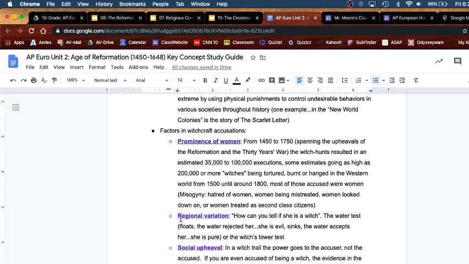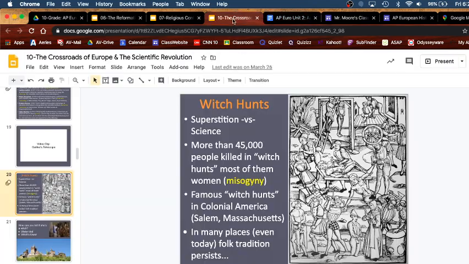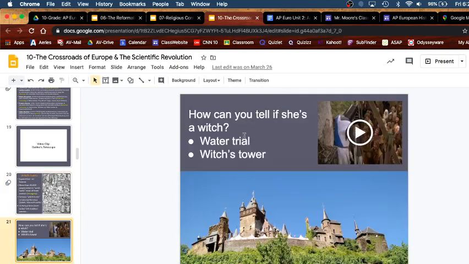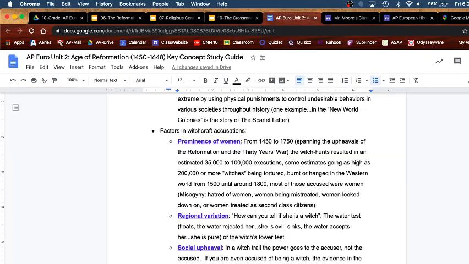There's just a couple other bullet points here. Regional variation. How can you tell if she's a witch? The water test. If she floats, the water rejects her. I just told you that story right there. Or the witch's tower. I've covered both of those in this, so I'm not going to go into it. When it says regional variation, that means how would they find out if somebody was a witch, right? What were the trials, the witch trials? And I've explained both of those in this review session.